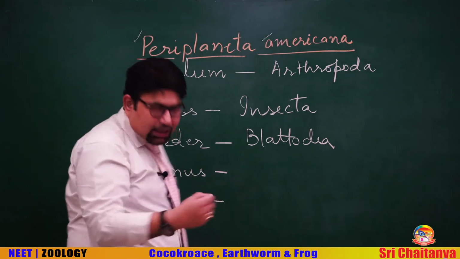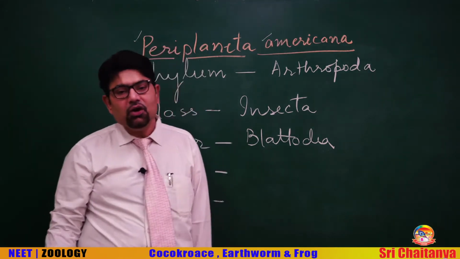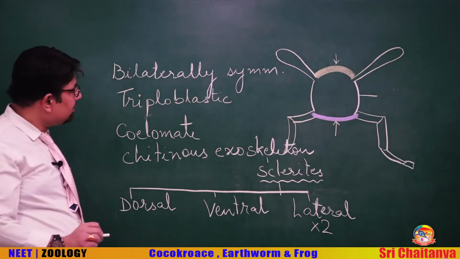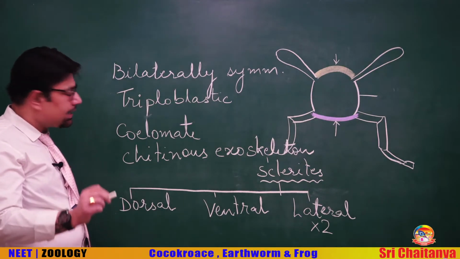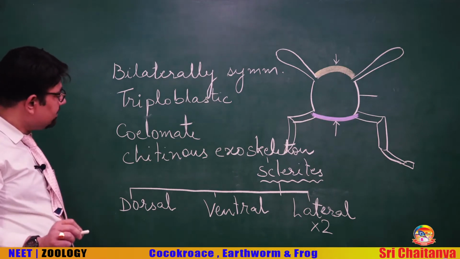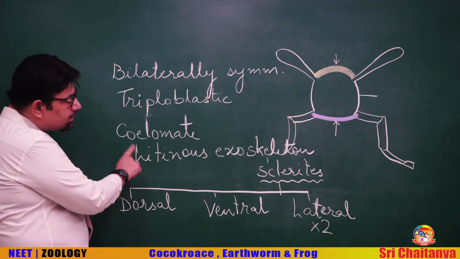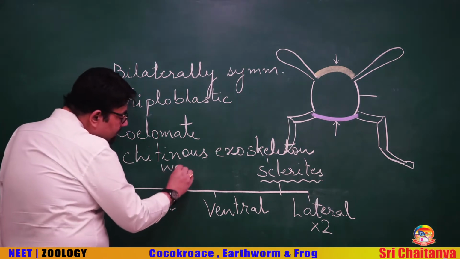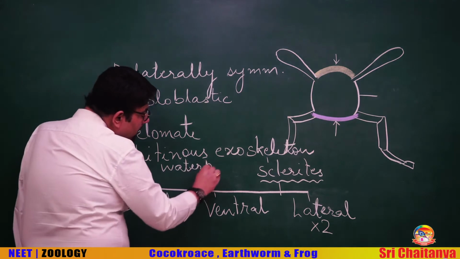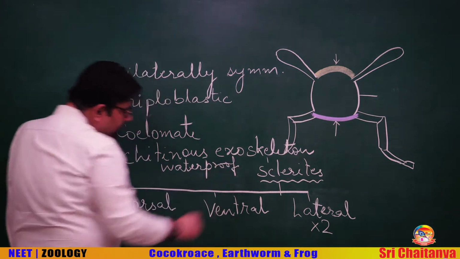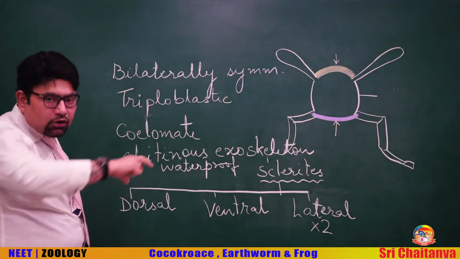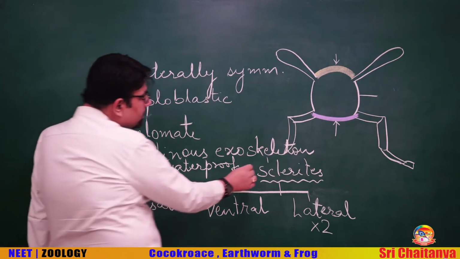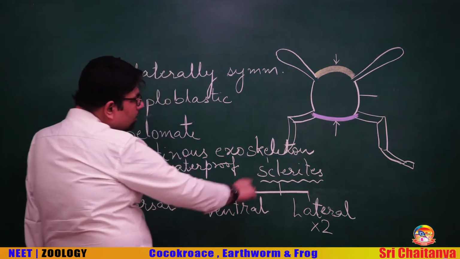Let us now start with the morphological features of cockroach. Cockroach is bilaterally symmetrical, triploblastic. It is a coelomate animal and there is a chitinous exoskeleton. This exoskeleton is waterproof. Now each segment has got 4 plates and each chitinous plate is called sclerite.